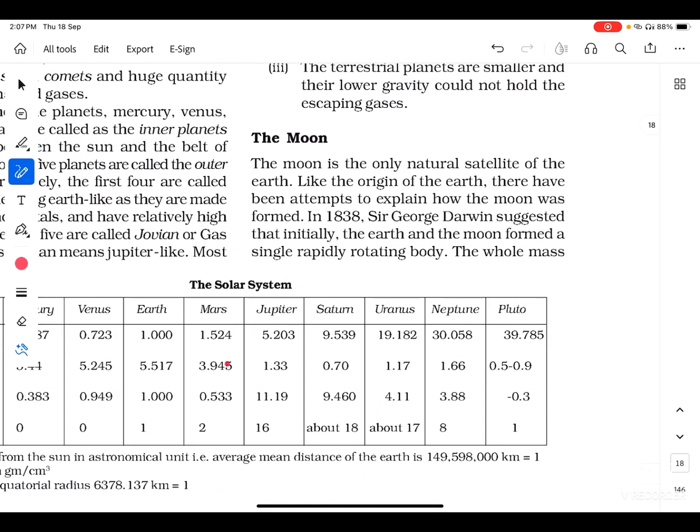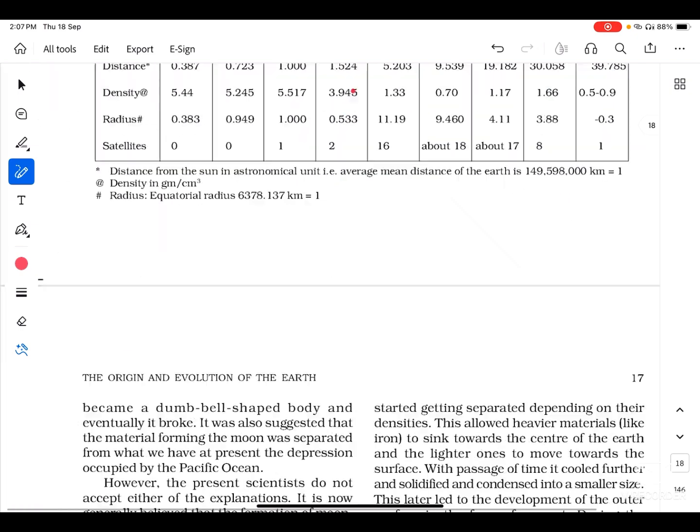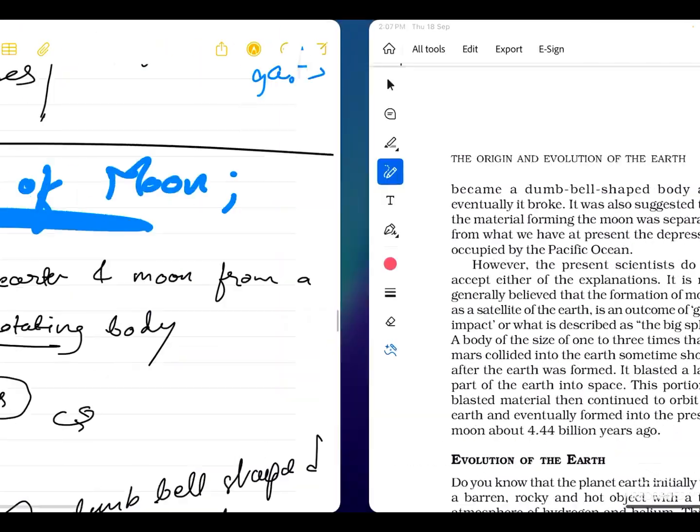Next is the moon. As everyone knows, the moon is our only natural satellite, as in the Earth's only natural satellite. And in 1838, Sir George Darwin suggested that Earth and moon were formed from a single rapidly rotating body.